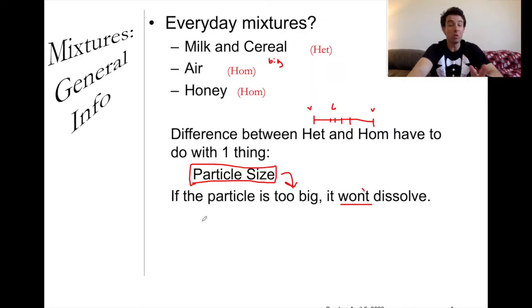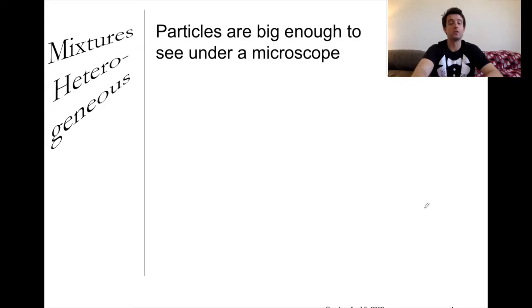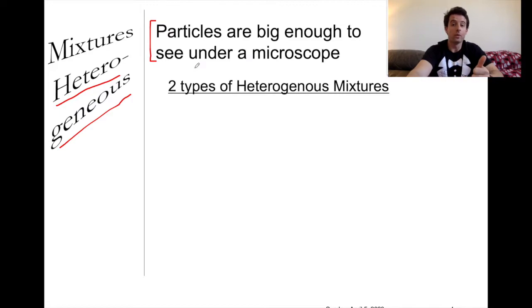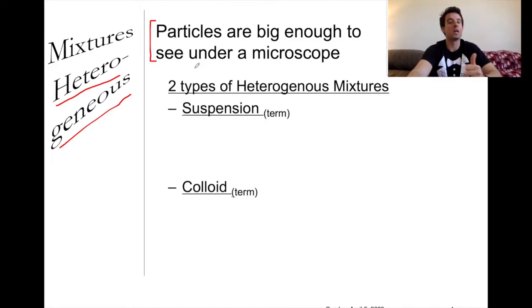We're going to re-go over what heterogeneous and homogeneous are with some new terms. Sound good? Great. Let's first talk about the left side, where we've got heterogeneous mixtures. It says right away, particles are big enough to be seen under the microscope. So with heterogeneous mixtures, we're dealing with big particles. Write that down: big particles. It turns out there are actually two types of heterogeneous mixtures. Number one is called a suspension. Write that down. The other one is called a colloid. Suspension and colloid are two types of heterogeneous mixtures.